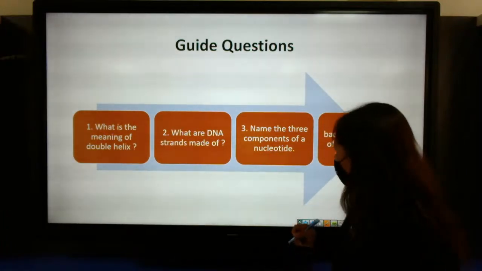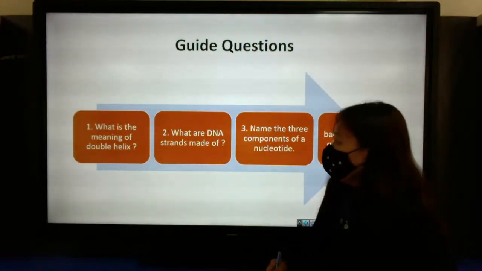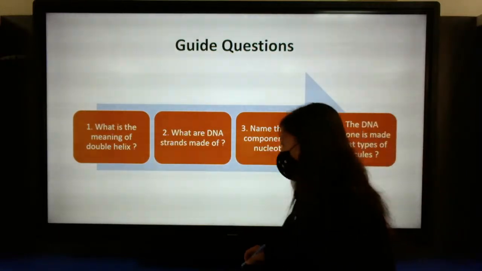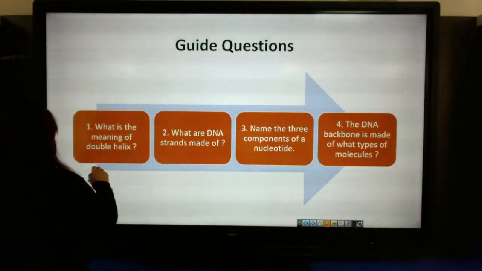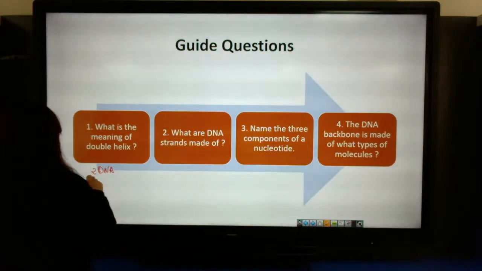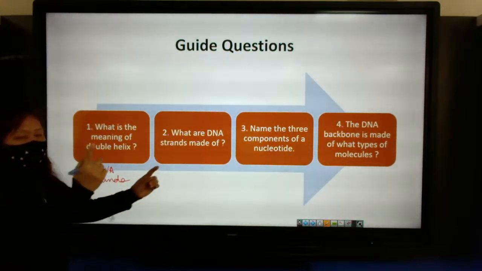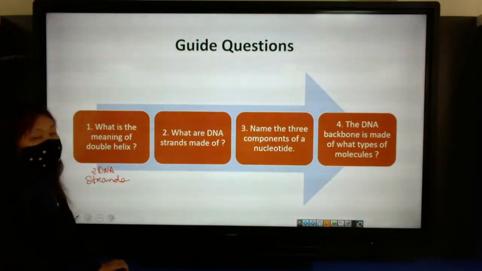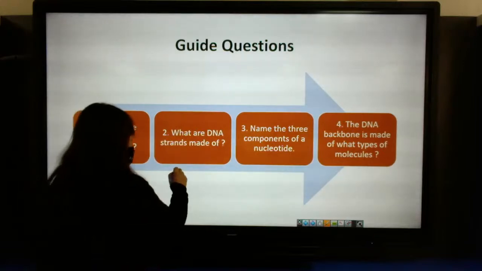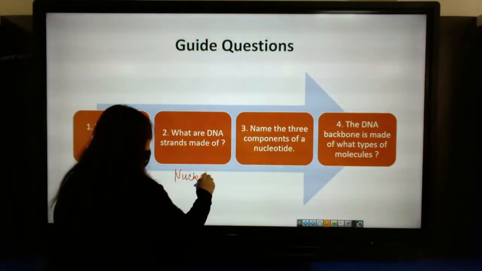Okay, thank you. Let's try number 2. Number 1. What is the meaning of double helix? Double helix simply means two DNA strands that are intertwined. Next, number 2. What are the DNA strands made of? It is made up of what we call nucleotides.